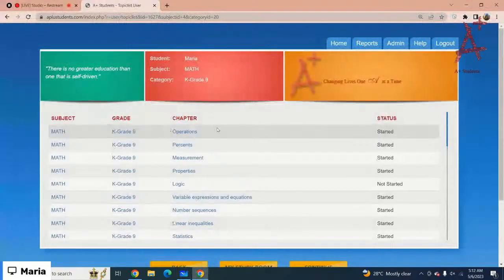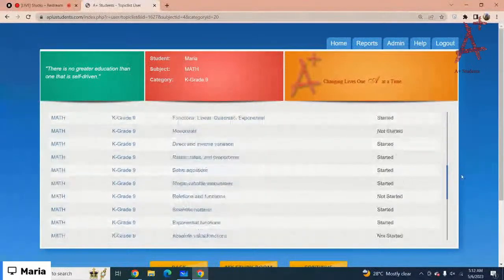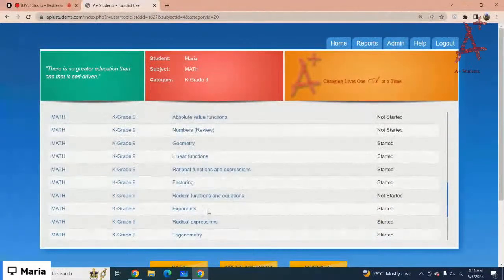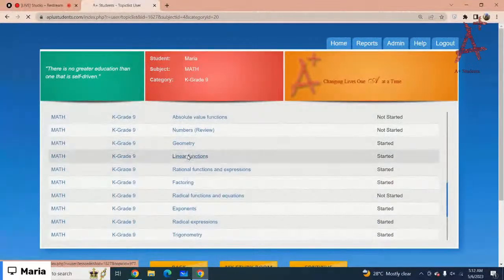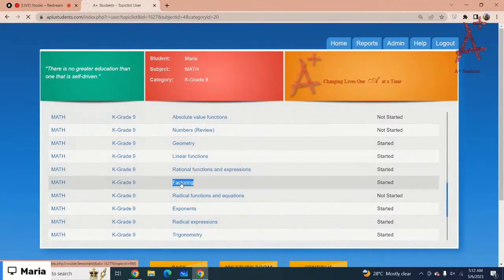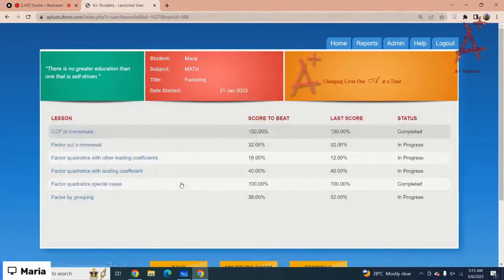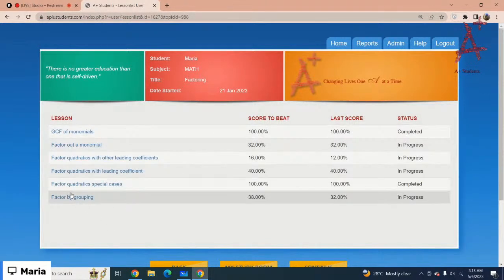So here I am on grade 9 maths, and the chapter we're going to start is linear function, and the lesson with the factoring, and the lesson we're going to cover today is, okay, the lesson is factor by grouping. Let's just start with the lesson.